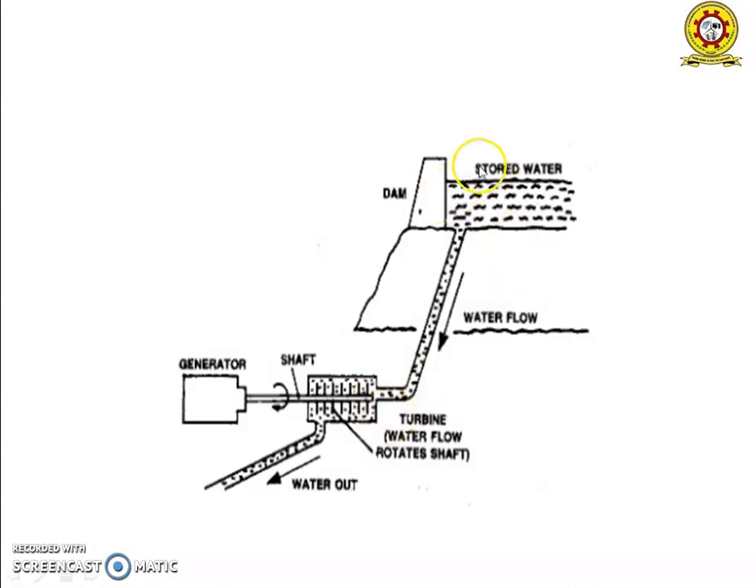It means in the dam the stored water enters through the penstock. From the penstock the water enters into the turbine, in which the kinetic energy of the water gets converted into mechanical work. By using the mechanical work the shaft rotates. From the shaft, the generator generates electric power. And some of the water in the turbine is drained off.